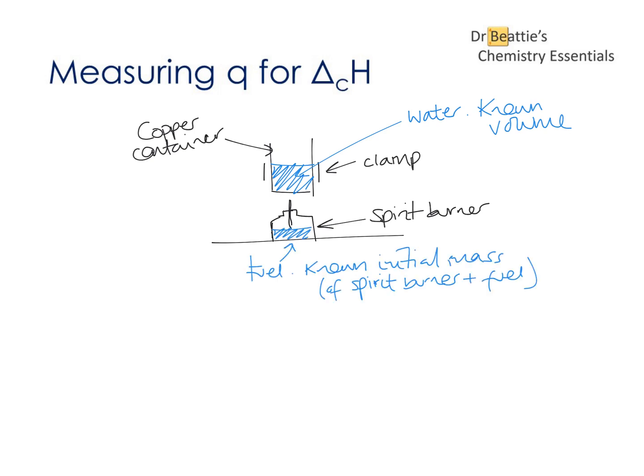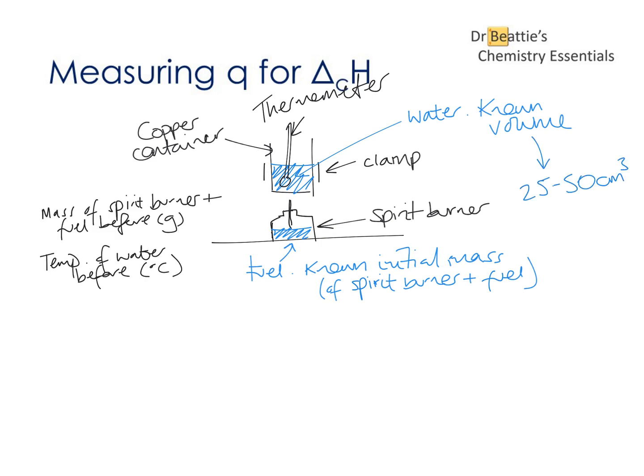And it's important that when we take the measurement, it is of both the spirit burner and the fuel together. And once we light the fuel, what we're going to be doing is heating up the water. So we need to take measurements both initially and later on of the temperature change. So we're going to need a thermometer. Before we move on to how the experiment plays out, the known volume of water should be between 25 to 50 centimetre cubed, in order for it to give us significant results.